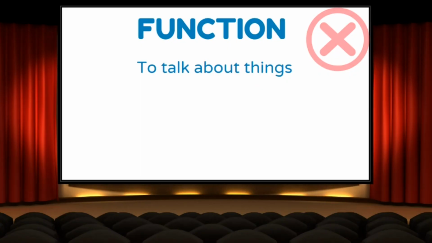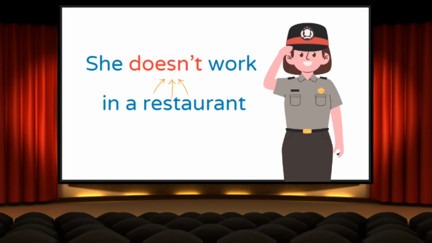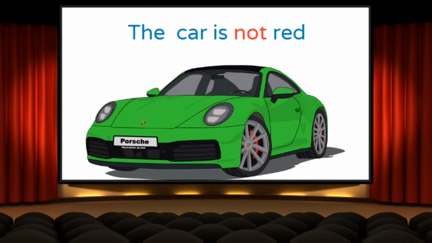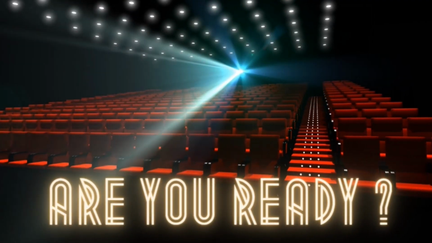You can use the present simple with the negative form to talk about things that are not true or that people don't do. She doesn't work in a restaurant. I'm not a cat. The car is not red. Let's look at some examples.